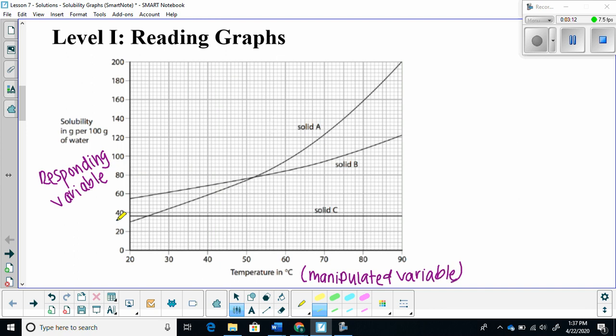Okay, so let's take a look at this first line here. We notice that it kind of curves up. So here's our first line. We're taking a look at solid A. At 20 degrees, it has a solubility of about 34 grams per 100 grams of water.